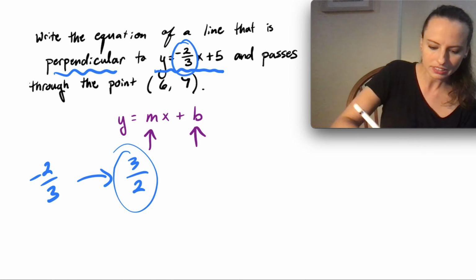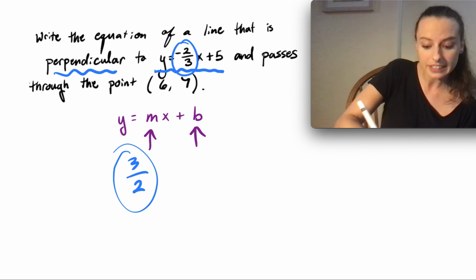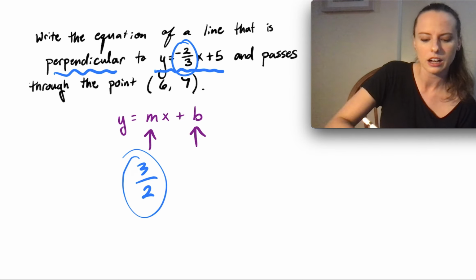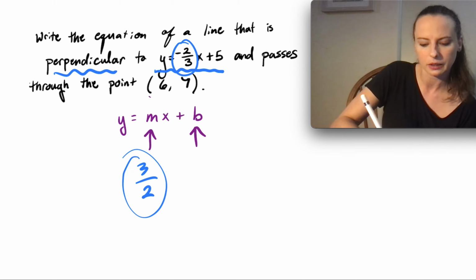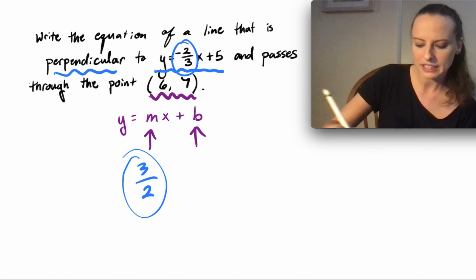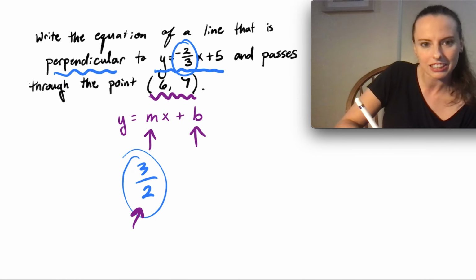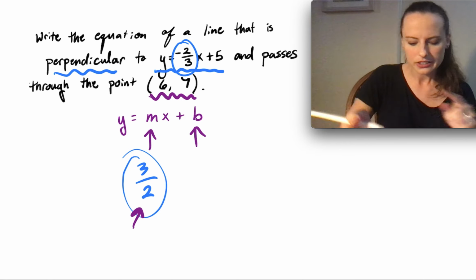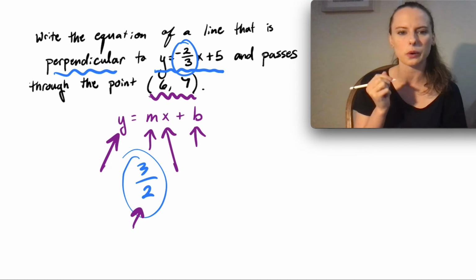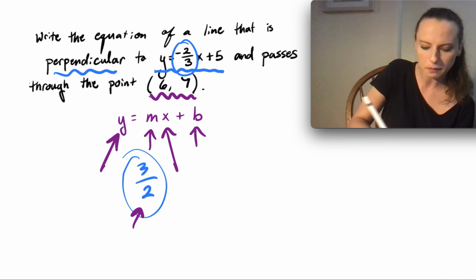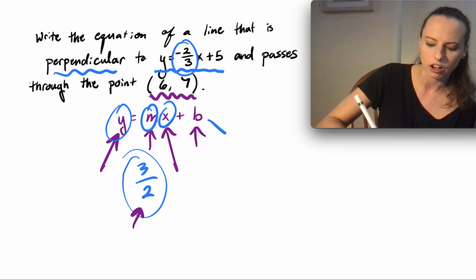All right, so let me just erase all that. Now, the second part of this problem is finding the b. So here is where the other point that we're given comes into play. Because we've got a slope now, we can use this point that's given as an x and a y. So we can plug in the x into the equation, plug that y into the equation, and now we've got a number for m, x, and y. We can use all those numbers to solve for the b.